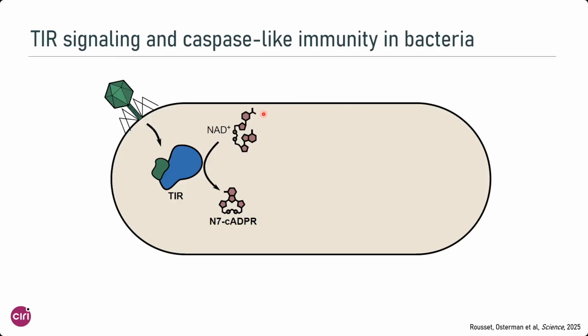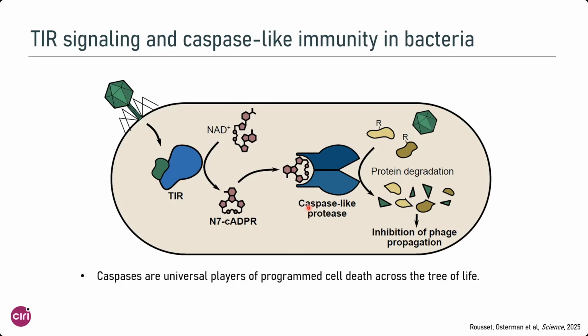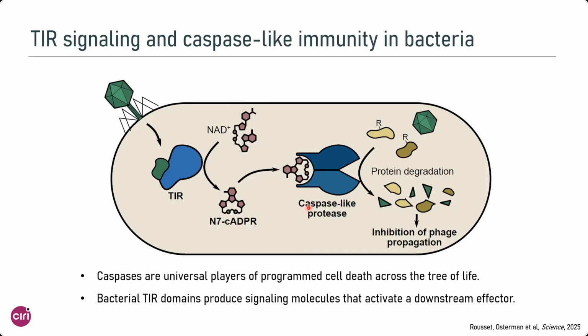And once this signaling molecule is produced, it can bind to a protease that will then be unleashed into a promiscuous protease that will degrade multiple proteins in the cell. And the effect of this is that this massive protein degradation blocks any further replication of the phage, in a manner that is similar to some caspases that we have in our own cells. And so this showed that caspases are one more component of programmed cell death and innate immunity that is conserved across domains of life. And it also shows, one more time, that these TIR domains in bacteria can produce very diverse types of molecules.